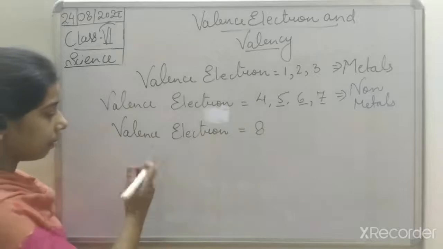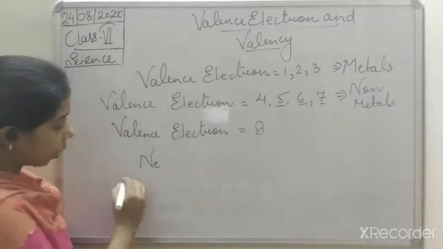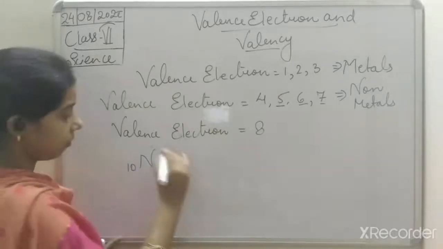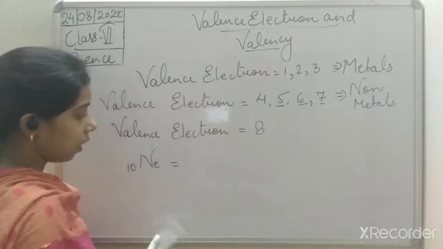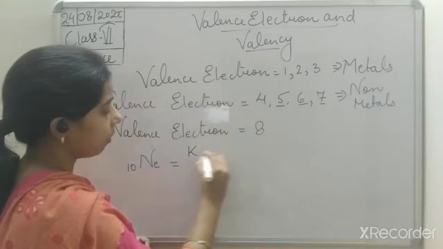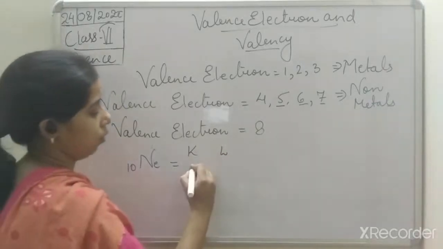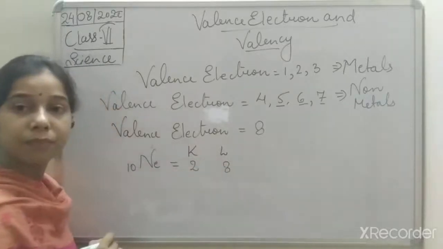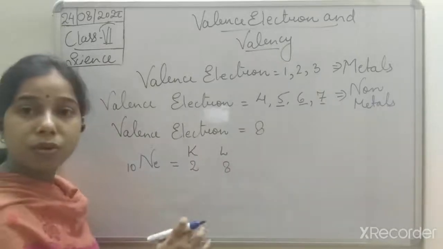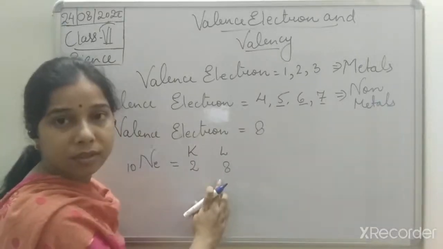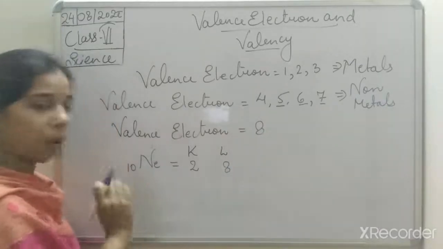So, if you see in the case of neon, the atomic number is 10. So what will be the electronic configuration? The electronic configuration, K L, will be 2 and 8. Okay, so 2 and 8 will be there, students. So you see the outermost shell has 8 electrons in it. So we can say the valence electron is 8 in the case of neon.